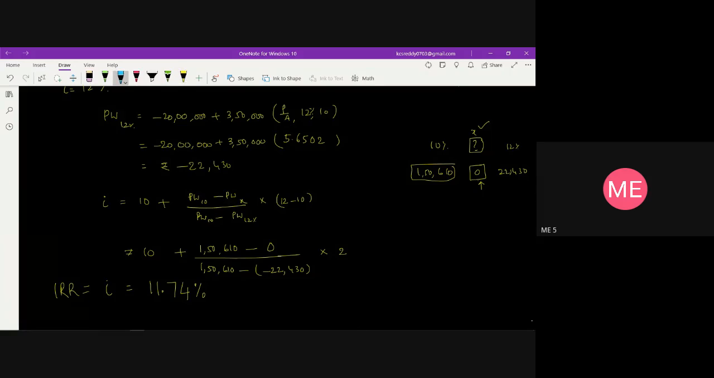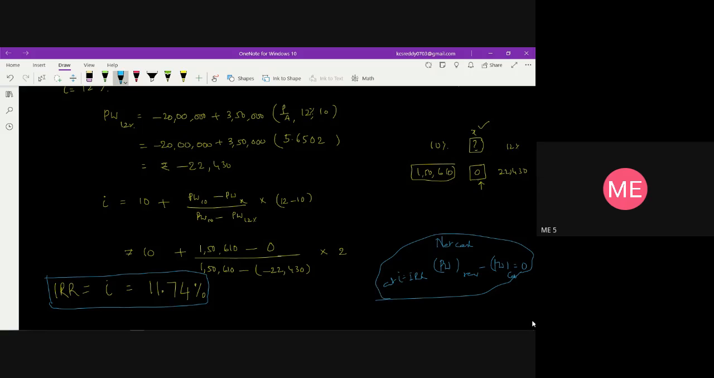So the value I got is the point at which the net worth is 0, meaning the net cash flows are 0. That means the present worth of revenues minus the present worth of cost is equal to 0 at i equal to IRR. Based on this, we are going to find the internal rate of return for any alternative.